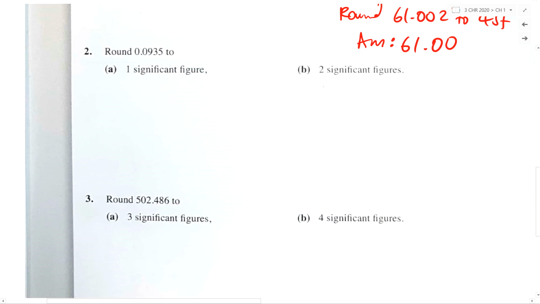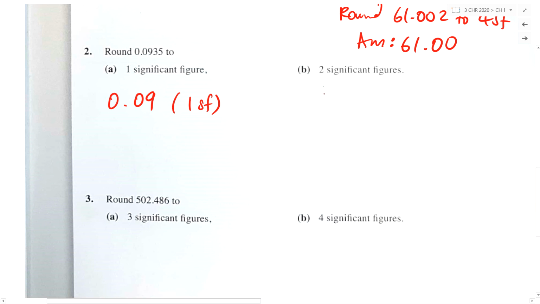Now 2a, round this off to 1 SF. 0. What is the next number I should write? 1? Should I write 0.09? 0.09. Okay, now this is my 1 SF already. So this is my final answer. One significant figure. So sometimes people write in brackets at the side 1 SF. You can have this habit if you want to. It is not needed. You like, you write. You don't like, don't write.